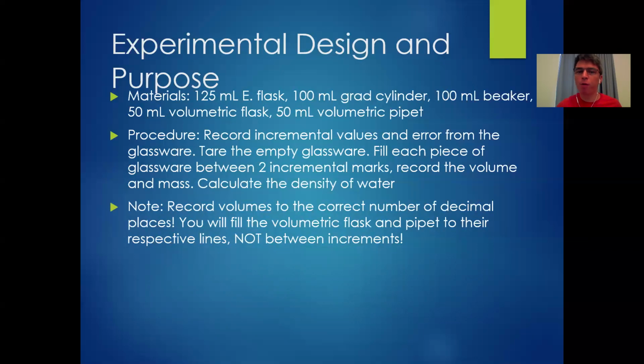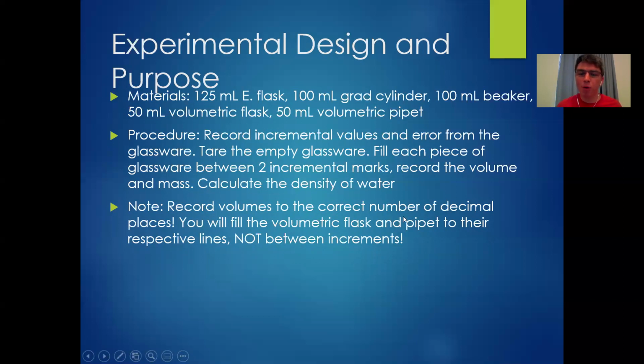So again, brief overview of what we're doing. What you'll see me do in the video is I'll have all of these different pieces of glassware. We're going to look at the incremental values that are on them to figure out how many decimal points we can record our volumes to. Most glassware has the error associated with it written on it in addition, so you can look at that. We can compare decimal point increments. We can compare the error. We'll fill it between 2 marks, so we have to record an estimated value. And then use all of that to calculate the density of water.